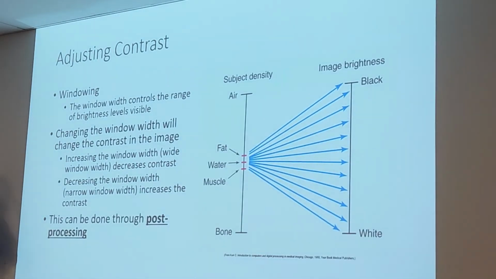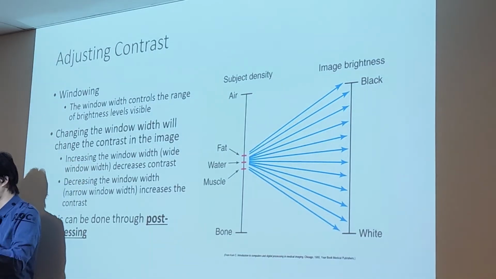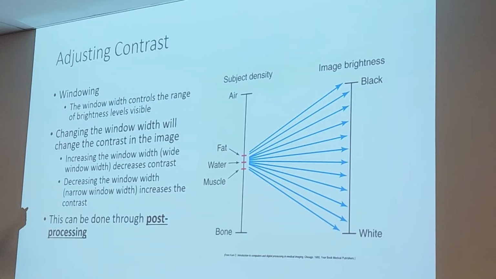Okay. So if we have a wide window width, if we increase our window width, that means we are going to have more colors. With more colors, we have less contrast, but higher contrast resolution. If we decrease the window width, we are going to have fewer colors, but those colors are going to give us higher contrast. So, low contrast, high contrast resolution. High contrast, low contrast resolution.